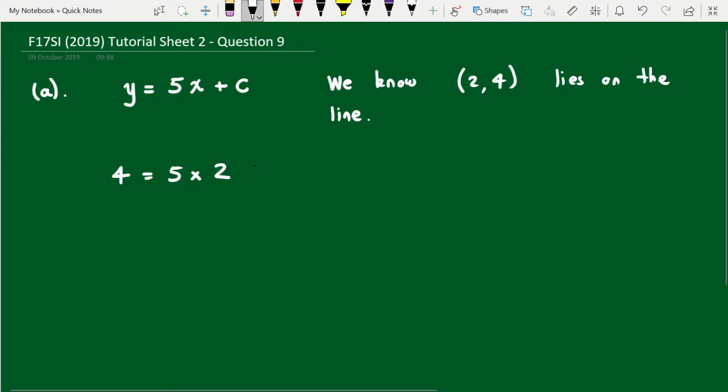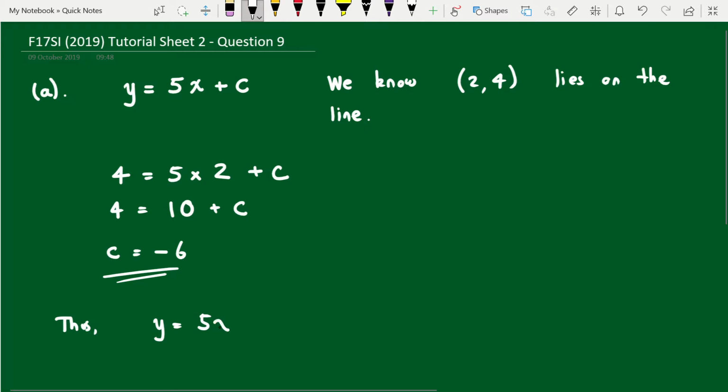So we know that 4 is equal to 5 times 2 plus c. That's the same thing as 4 is equal to 10 plus c. In particular, that tells us that c is equal to negative 6. Thus the equation for the line is given as y is equal to 5x minus 6. And that's part A done.